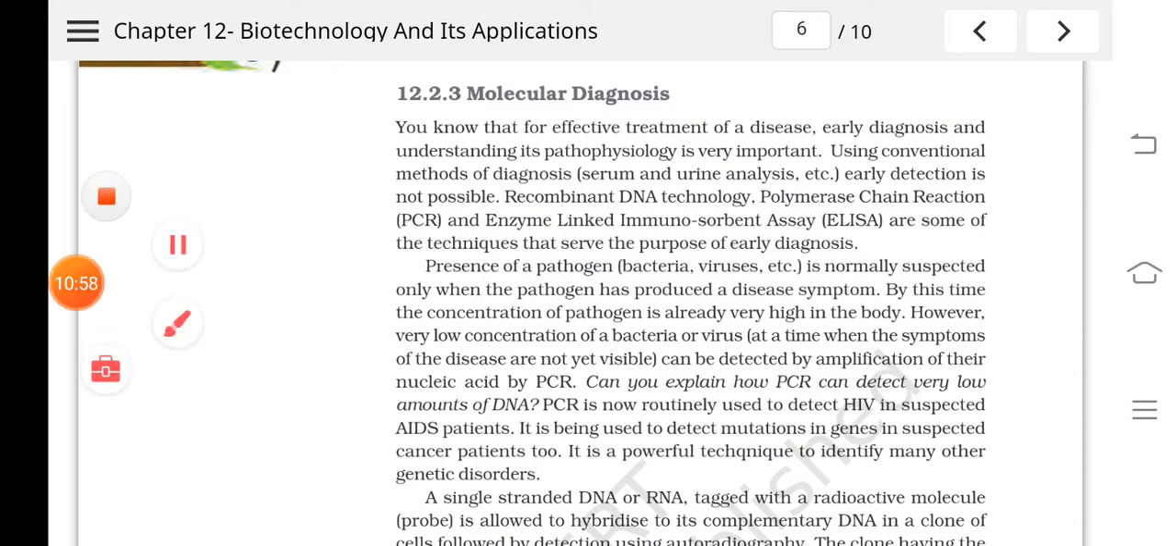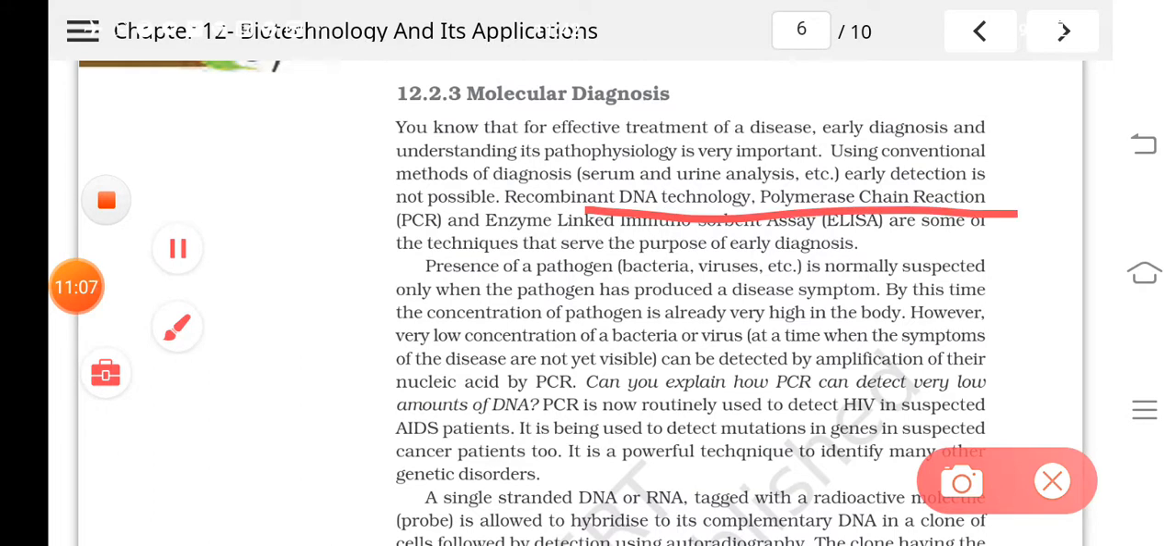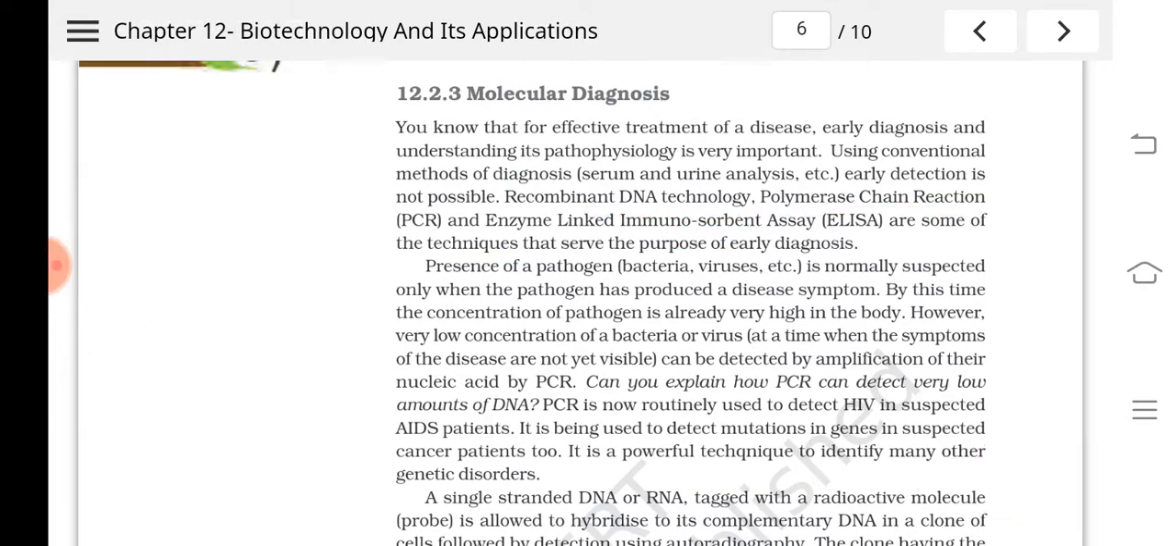Okay, so some techniques like recombinant DNA technology, then polymerase chain reaction, and then what? Enzyme linked immunosorbent assay. Have you heard? This is the ELISA test for the confirmation of AIDS. We have studied the ELISA test, isn't it? So these techniques will help you to find out the disease at an early stage itself.